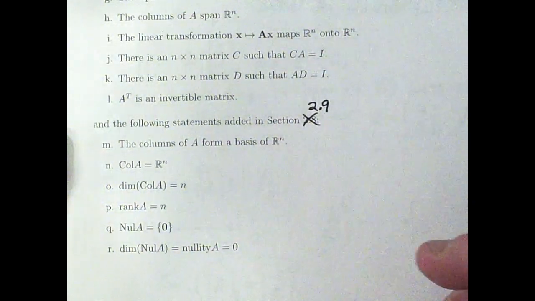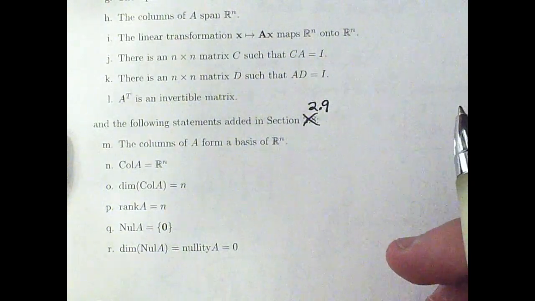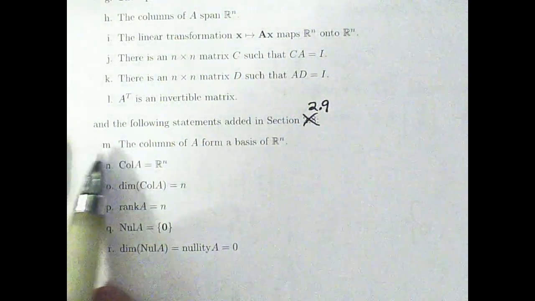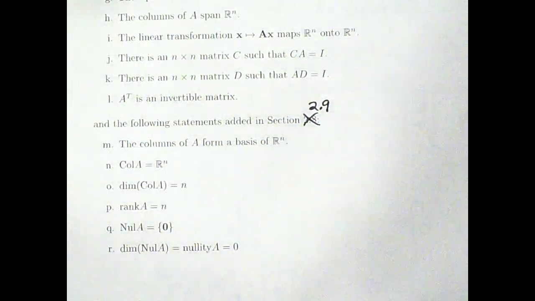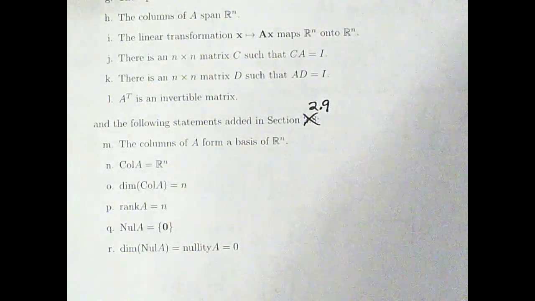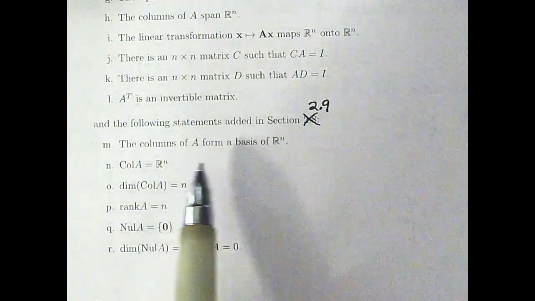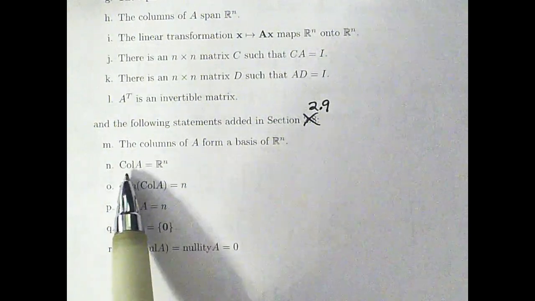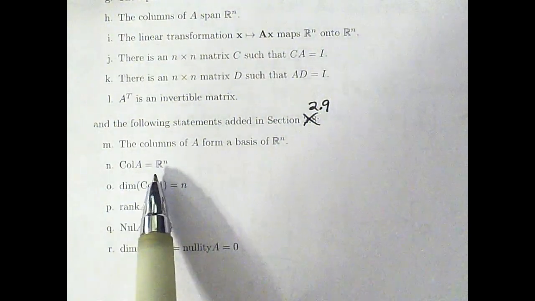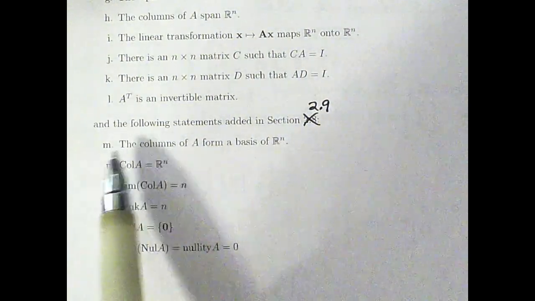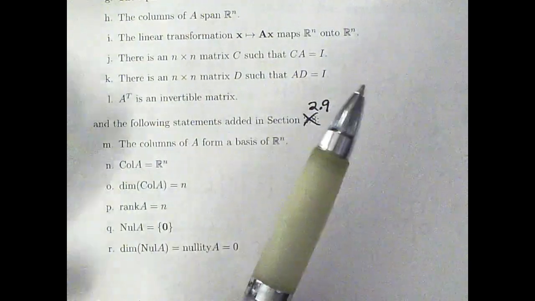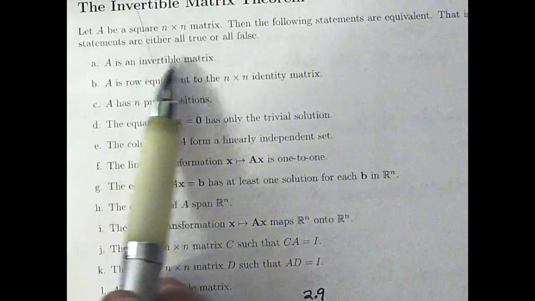That's where we are now. Anyway, look, statement M: the columns of A form a basis for Rn. We saw that happen in the identity matrix, but you could imagine that it could also happen for other matrices. The column space of A is all of Rn. Again, we saw that happen with the identity matrix example, but maybe it happens for other matrices. Apparently, this says it happens for all invertible matrices.